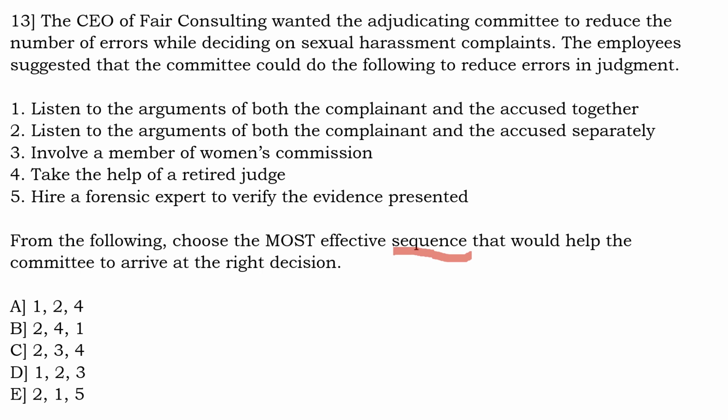Option D, 1, 2, and 3 again. 1 and 2 is not the sequence, 2 and 1 is the sequence, and 3 is not a good strategy that we have already seen. So in any way, option E should be the most effective sequence that would help the committee to arrive at the right decision without committing any errors. So option E will be your answer here.